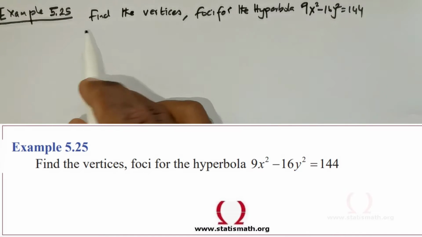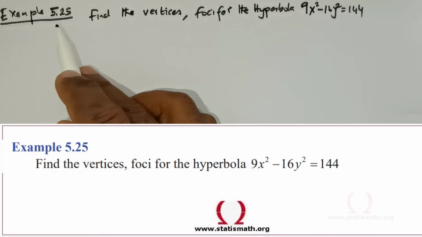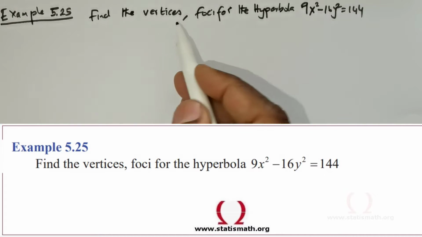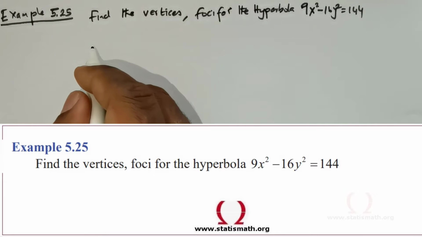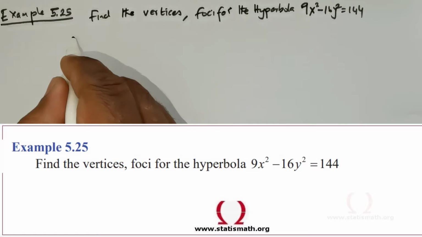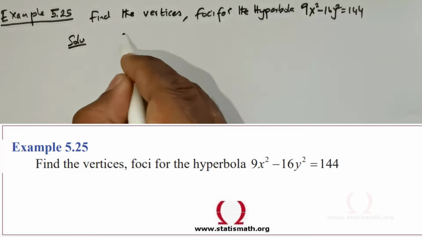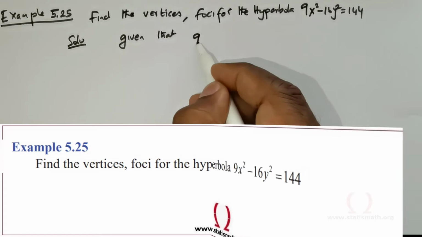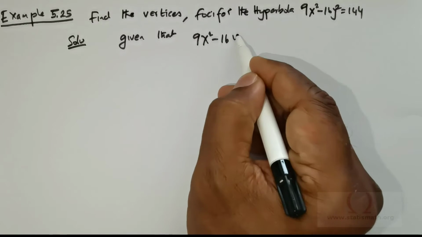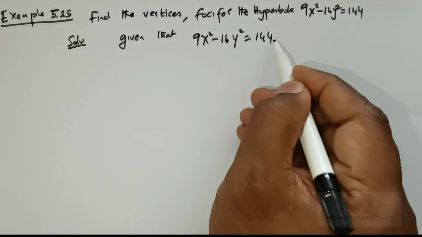Students, we are given this question, 525 example. Find the vertices and the foci for the hyperbola 9x squared minus 16y squared is equal to 144. So, solution: given that 9x squared minus 16y squared is equal to 144.